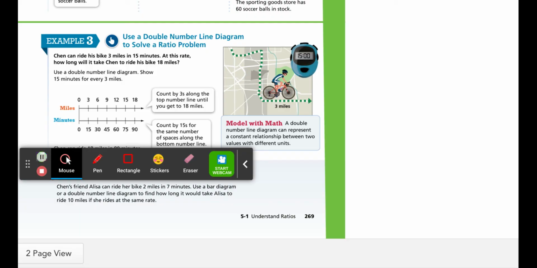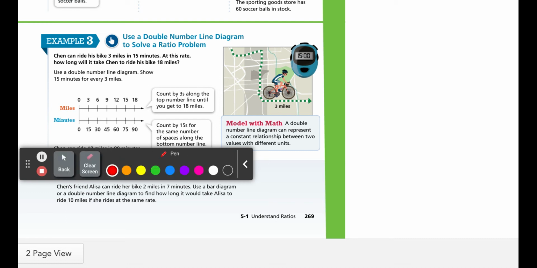And so to really represent what these ratios mean, we're going to look at example 3 here, where they're using a double number line diagram to solve a ratio problem. So it says Chen can ride his bike 3 miles in 15 minutes. At this rate, how long will it take Chen to ride his bike 18 miles? Use a double number line diagram to show 15 minutes for every 3 miles.